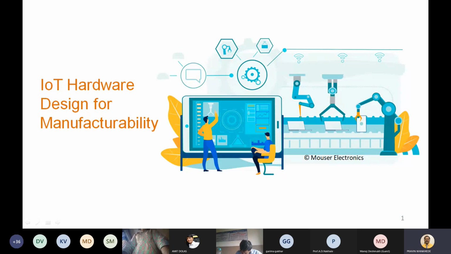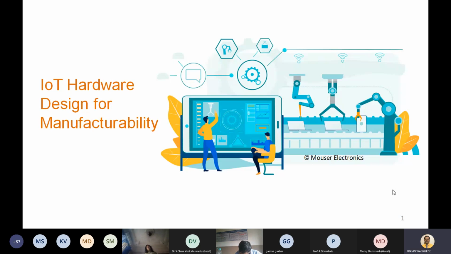Okay, thank you. So let me start with our session. Now I'm talking about a different area of product development and design that is called design for manufacturability. Generally, this concept comes after your prototype gets developed in the lab.